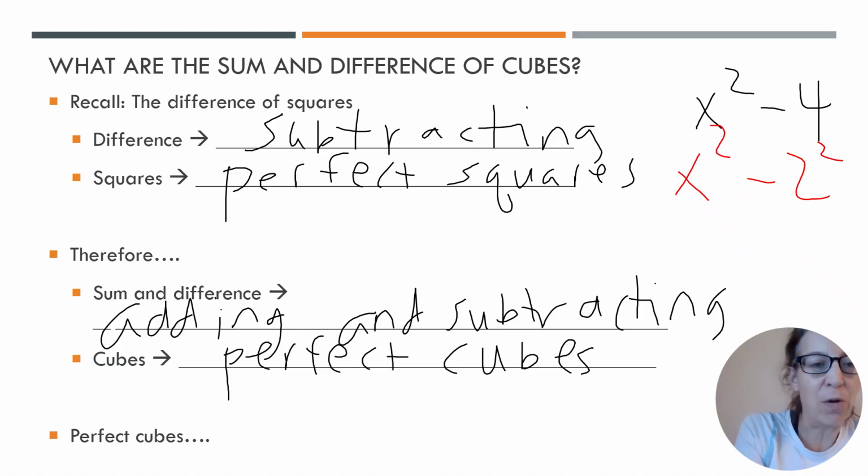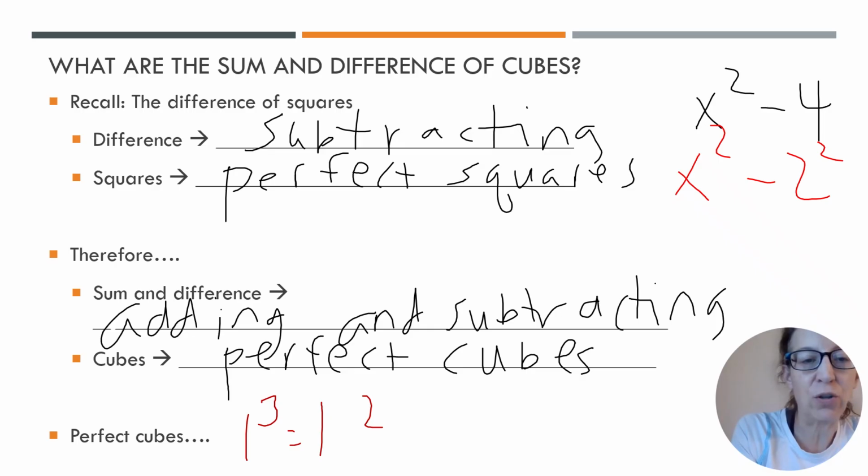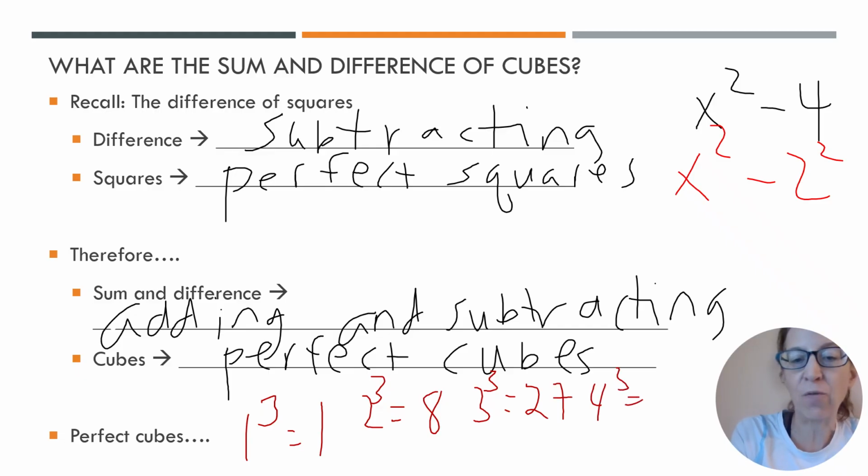Here's what they are. 1 to the third power, that is 1 times 1 times 1, or 1. So 1 is a perfect cube. 2 to the third power is 2 times 2 times 2, which is 8. 3 to the third power is 3 times 3 times 3, which is 27. 4 to the third power is 4 times 4 times 4, which is 64. And 5 to the third power is 5 times 5 times 5, which is 125.